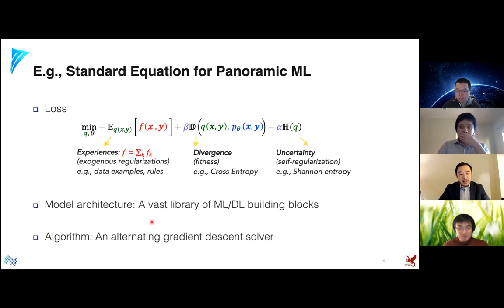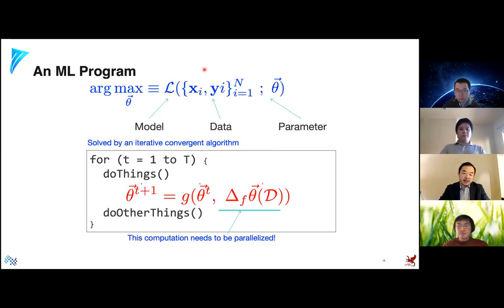Recently, we actually had another line of research suggesting that many of the existing machine learning paradigms, including the standard maximum likelihood estimation, but also covering generative adversarial networks, reinforcement learning, active learning, and so on, can all be integrated into a programmatic machine learning framework described by the following standard equation, where loss functions can be composed by introducing different experience functions, divergence functions, and so forth.